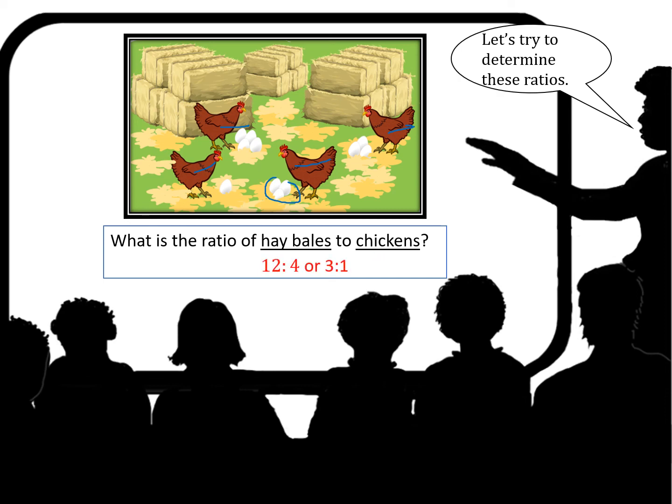What is the ratio of hay bales to chickens? You will see there are 12 hay bales, and there are 4 chickens. Now another way to write this would be to say there are 3 hay bales for every chicken. So for every 1 chicken, we have 3 hay bales. Interesting because you have 12 over 4 as a fraction is equivalent to, how many 4's go into 12? 3 over 1.